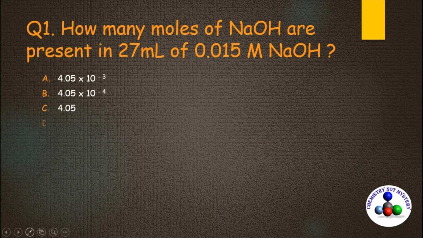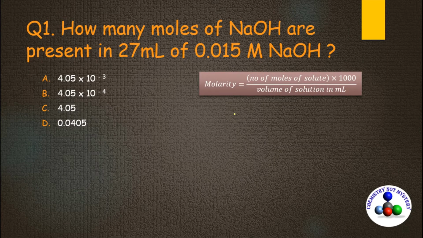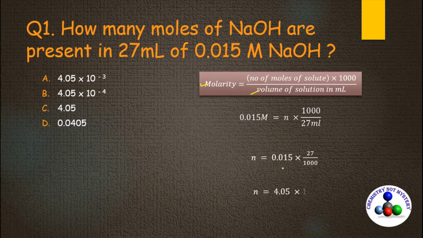How many moles of NaOH are present in 27 ml of 0.015 molar NaOH solution? So here molarity and volume of solution are given and you know the formula of molarity, so place the given values in the formula. Now you can solve the equation to get the number of moles. Now come to the next question.